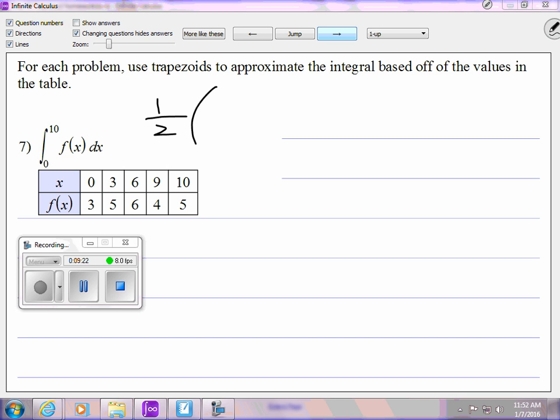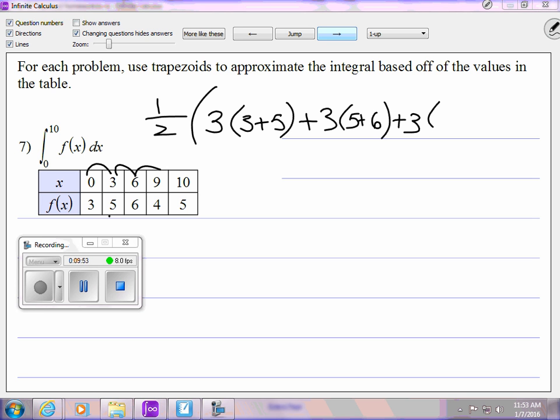That's fine. But if you do pull out the half, you still have to do the height times the sum of the bases. The height, that's the difference in the x's, the sum of the bases, the sum of the y's. So for the first trapezoid, we've got 3 for the height. What do I write for sum of the bases? 3 plus 5. Then we move on to the next trapezoid. 3 times 5 plus 6. Moving on. 3 times 6 plus 4. And then the last one, 1 times 4 plus 5. So we're going to do all that and multiply by a half, and we'll get our answer.